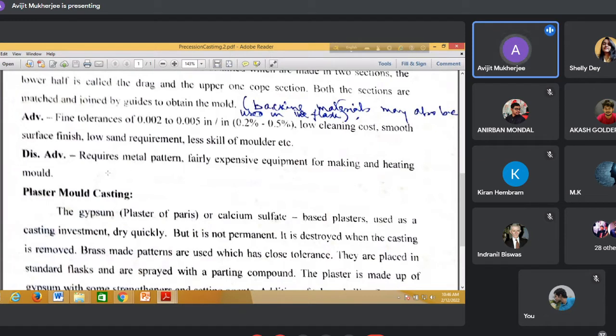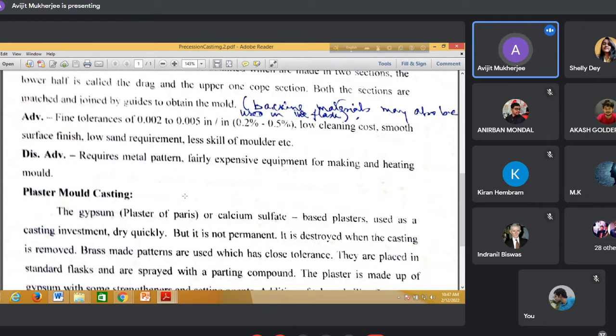Right. But disadvantage means required metallic pattern, which may be costly, and all the fairly expensive equipments, because you must have oven, dump box, other preheating chamber, all these. And also the manpower is not less skill, but a skill is required. So that should come here only. So this is one of the precision or investment casting.